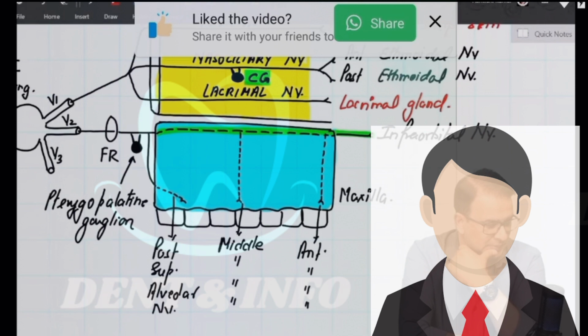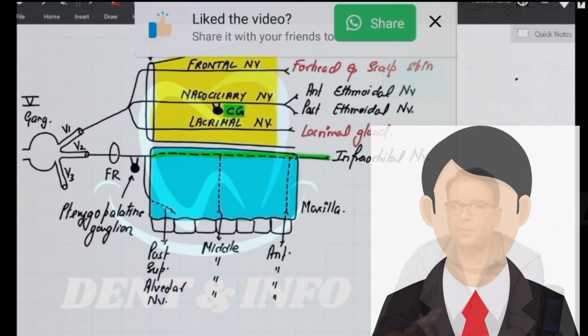So this is about the maxillary nerve. Broadly, what is the maxillary nerve doing? The maxillary nerve comes out of the foramen rotundum. It is connected to the pterygopalatine ganglion, and then it continues as the infraorbital nerve, but it gives off three branches. As you just saw, these three branches are called the superior alveolar nerves. One is posterior, one is middle, one is anterior. So that's the broad story here.